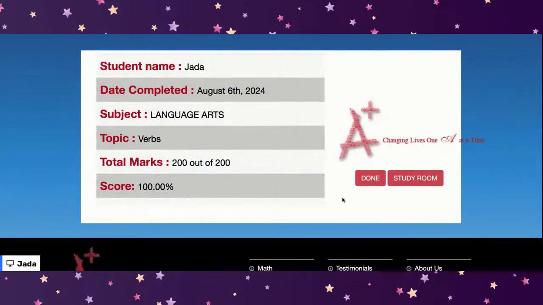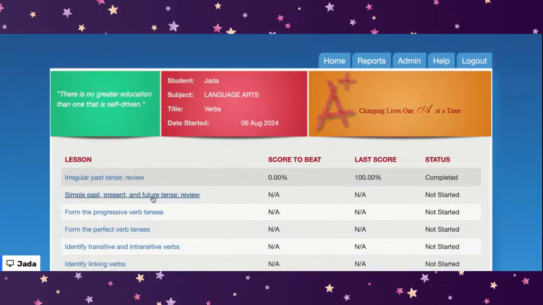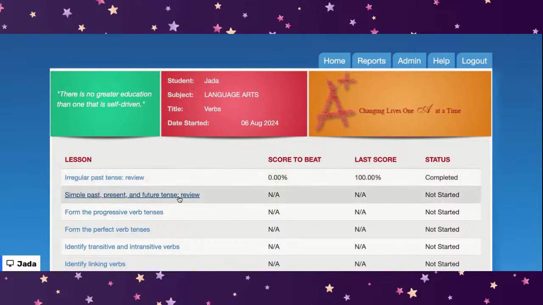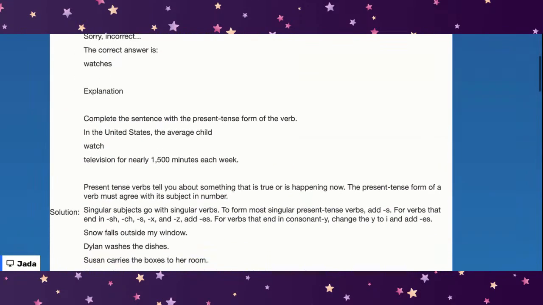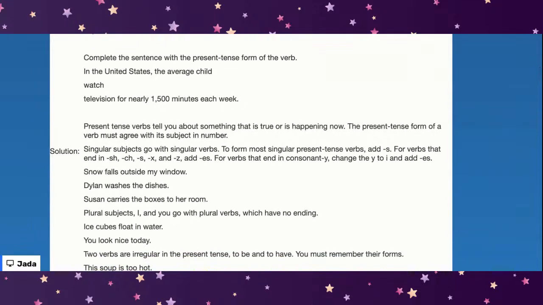Okay, so let's move on to the next lesson from the verbs simple, past, present, and future review. So let's get into the present tense. So what is the present tense? Present tense verbs tell you about something that is true or is happening now. The present tense form of a verb must agree with its subject and number. So of course we all know that present tense simply means something that is happening at the moment, tells us something that is true, so it must agree with the subject.